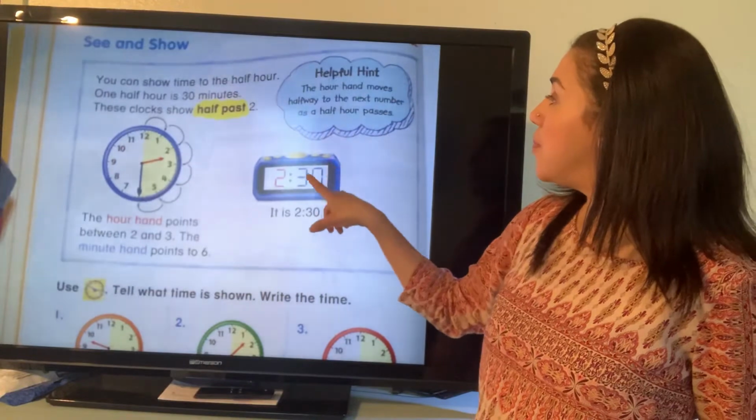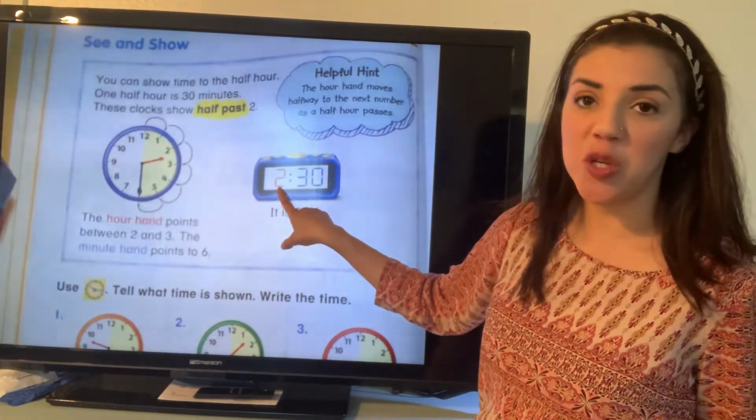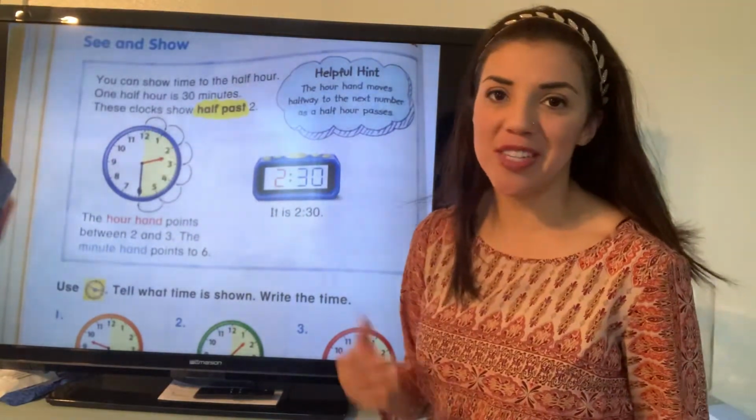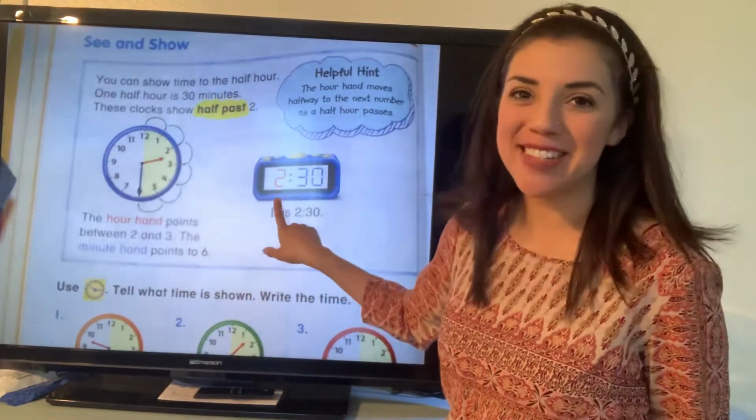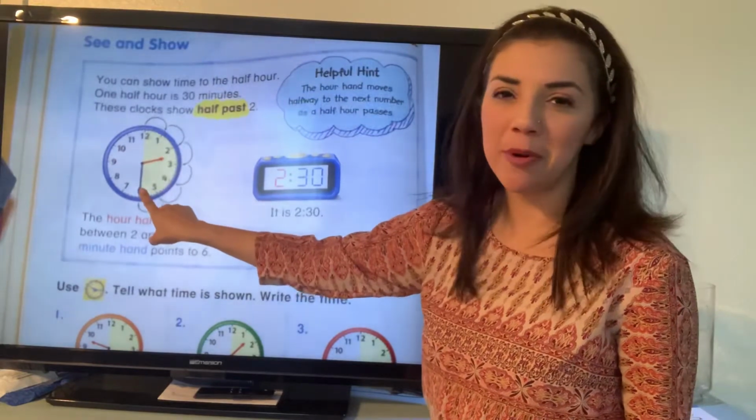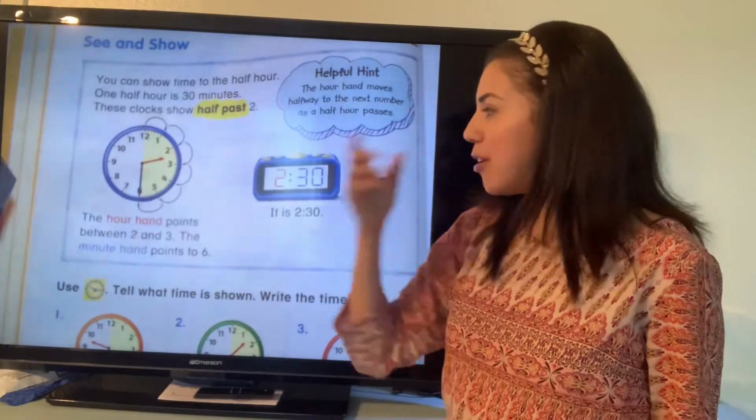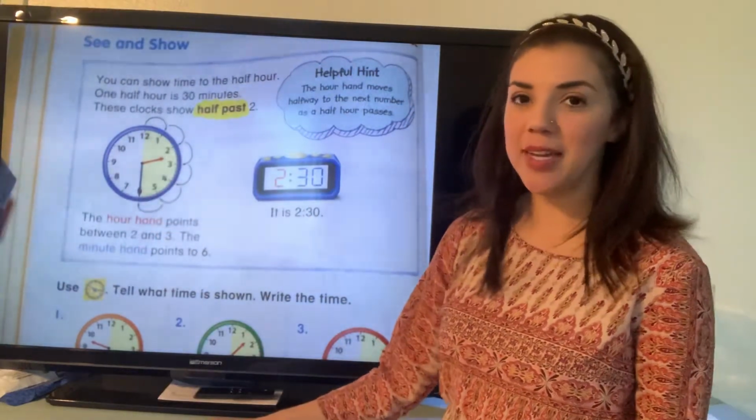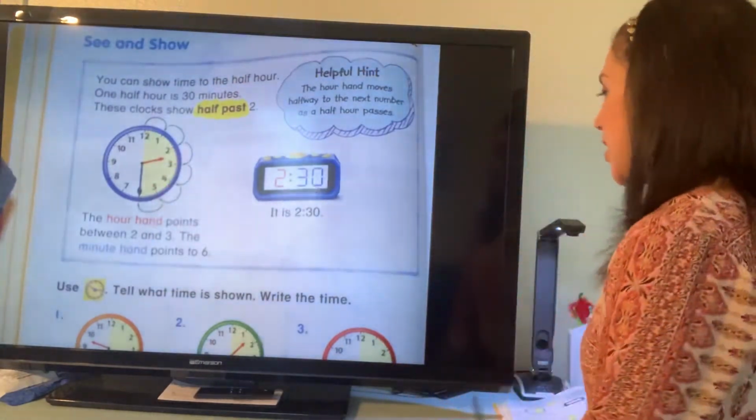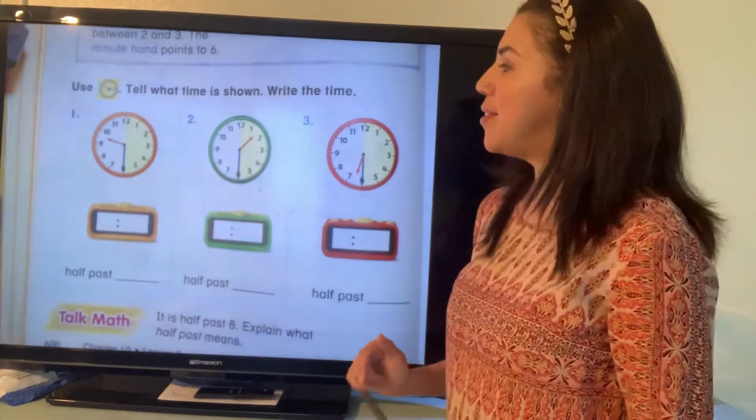Now, in the digital clock, it says 2:30. So it is 2:30. That's why digital clocks are just easier to read, because it literally just gives you the numbers 2:30. Okay, where here, once you memorize the analog clock, it'll become easier for you. But when you're learning, it could be a little difficult, especially because the hour hand isn't exactly on the 2.